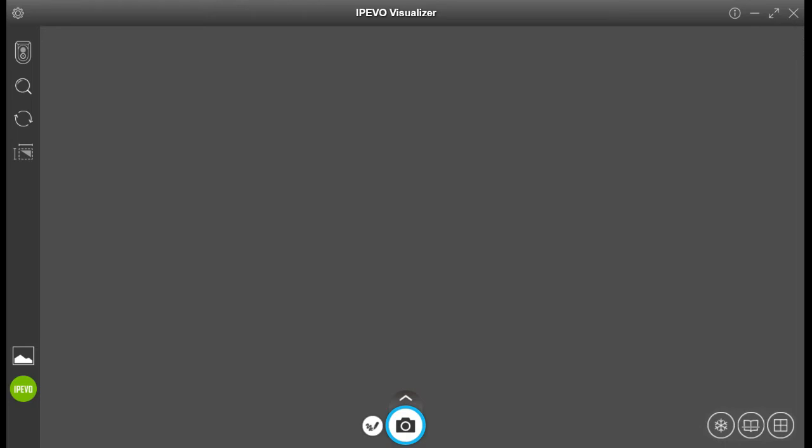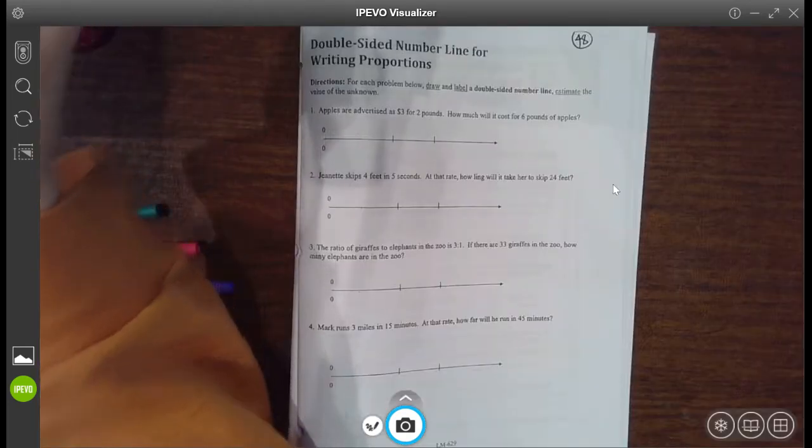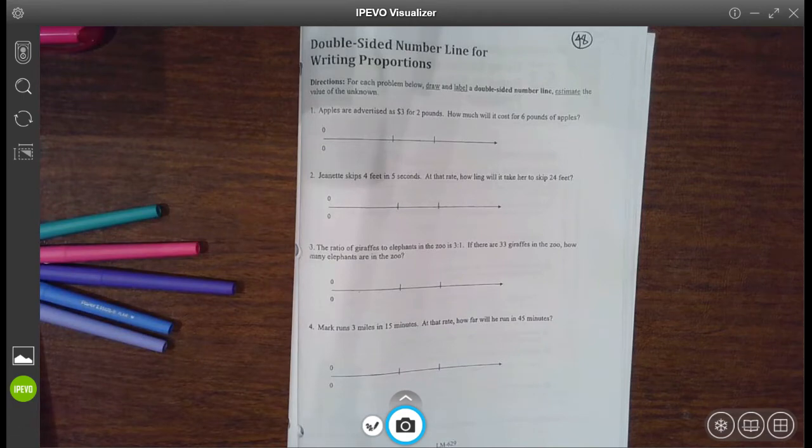Hello, my little mathematicians. Today we're going to see how using a double number line can help us set up proportions. Okay, so for number one, it says apples are advertised as $3 for 2 pounds. How much will it cost for 6 pounds of apples?